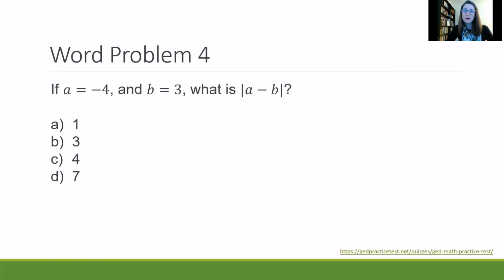For word problem 4, it says, if A equals -4 and B equals 3, what is the absolute value of A minus B? Now you'll notice that I said absolute value. That's what those bars mean when they're around something. You'll see these long straight bars around a number or a series of numbers. So here we have those absolute value bars, and absolute value means how far away from 0 is the number.